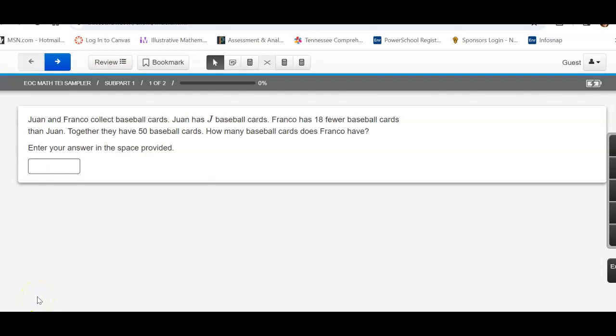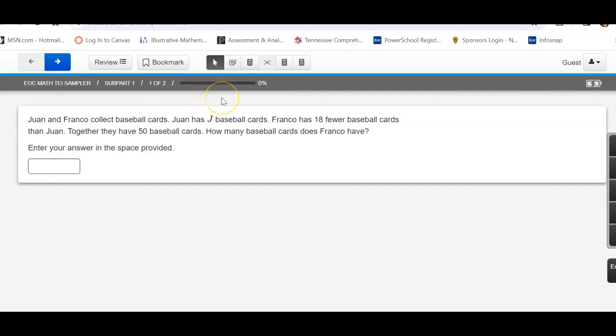Hey guys, it's getting close to EOC time, and I just want to go over a couple things and let you know what kind of calculators you should see on the EOC. As you can see, I've pulled up the platform for testing, and this is the EOC Math Test Sampler. There's a couple sample questions on here.